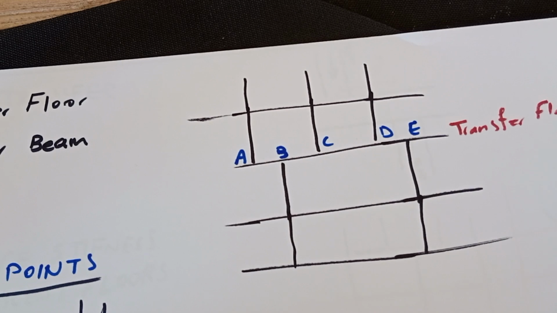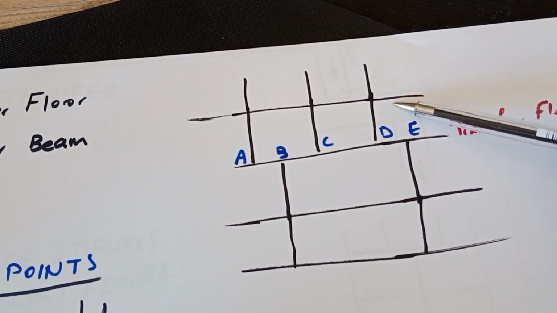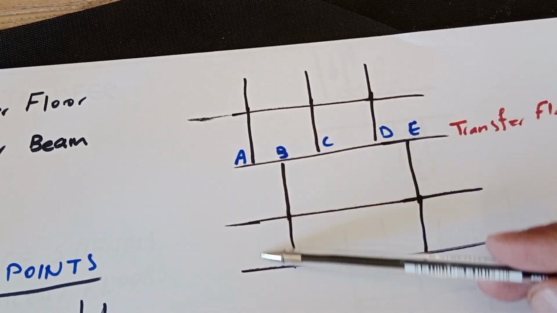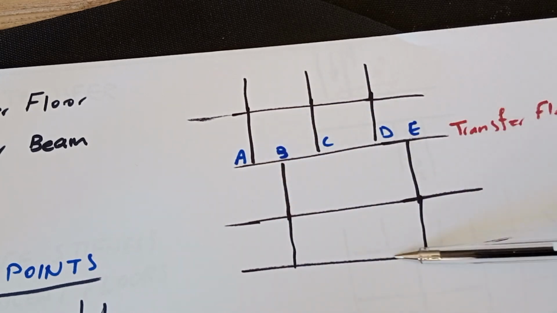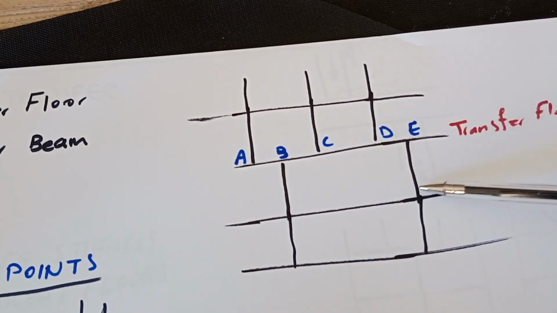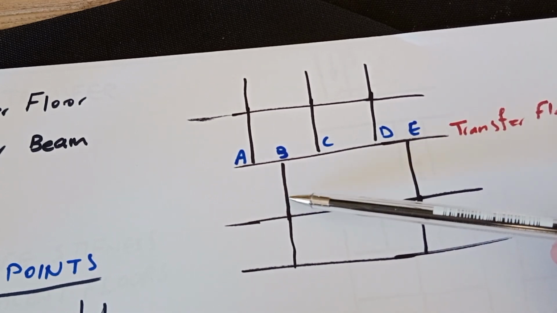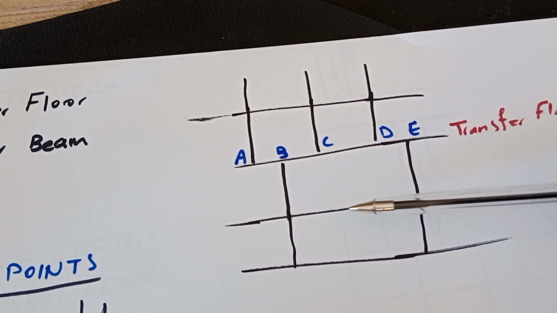Yep, it is just typical. We have identical floors here, and in the transfer floor, we have a change of column grid. We don't have the same location for the grids and we need to change. It is generally for bigger space, but sometimes it might be for other applications as well.